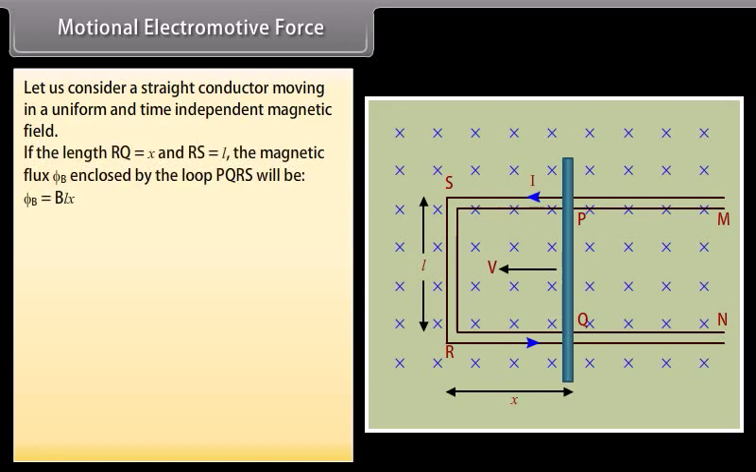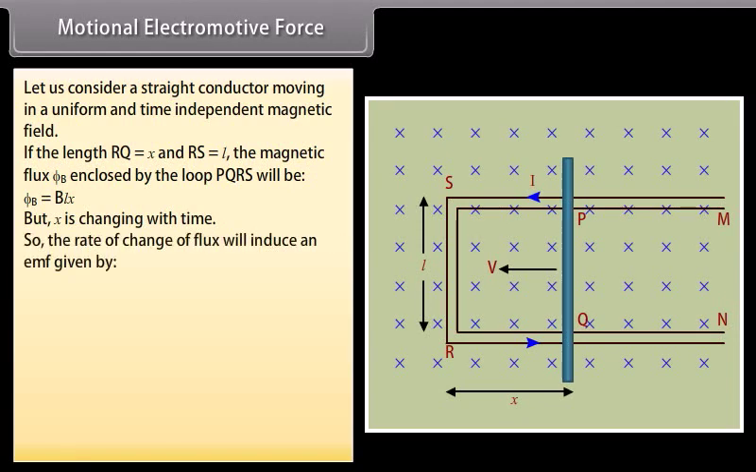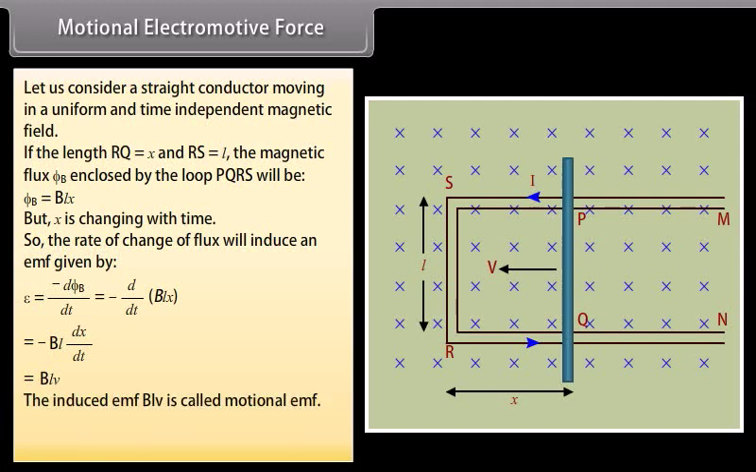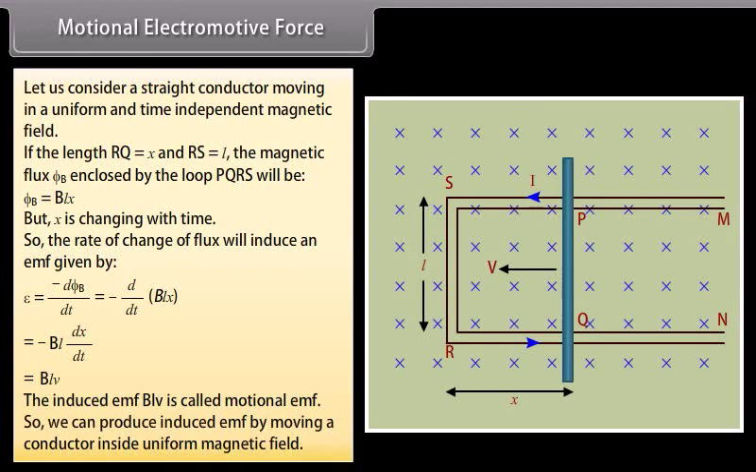If the length RQ is x and RS is L, the magnetic flux phi B enclosed by the loop PQRS is equal to BLx, but x is changing with time. So the rate of change of flux will induce an EMF given by minus d(BLx) by dt, which is equal to BLv. The induced EMF BLv is called motional EMF. So we can produce induced EMF by moving a conductor inside a uniform magnetic field.